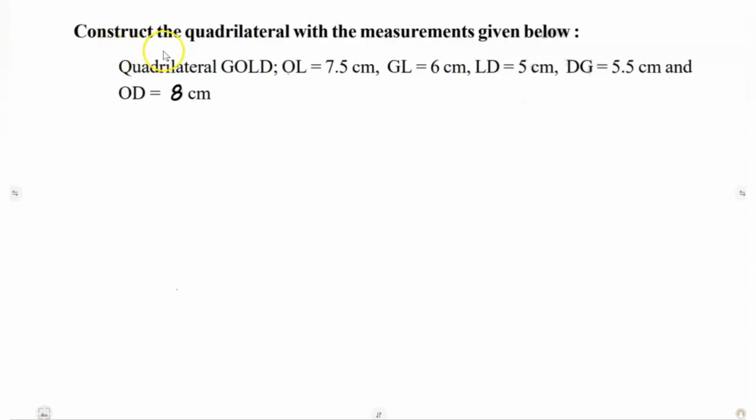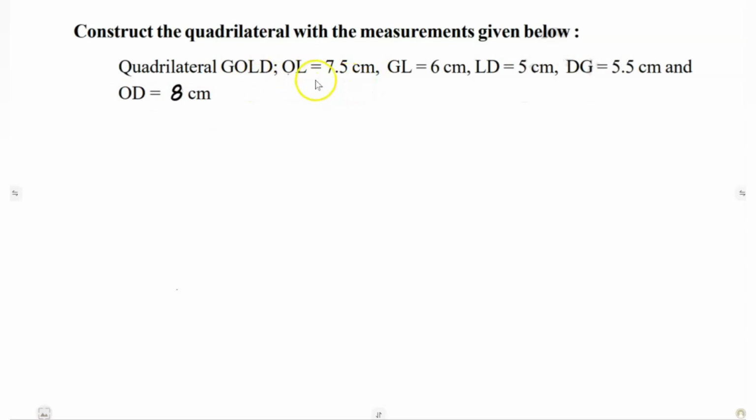Let us see another example. Construct the quadrilateral with the measurements given below. Quadrilateral GOLD where OL is 7.5 cm, GL 6 cm, LD 5 cm, DG 5.5 cm and OD 8 cm. In this given question, first we need to identify what are diagonals and what are sides in this.